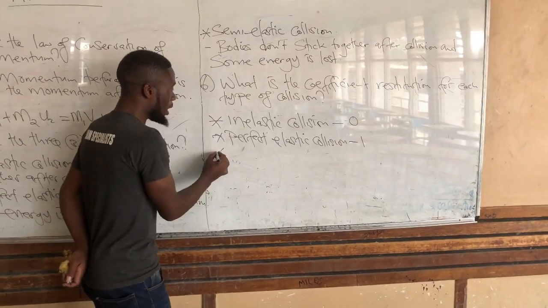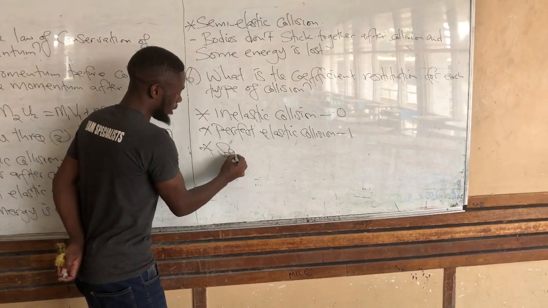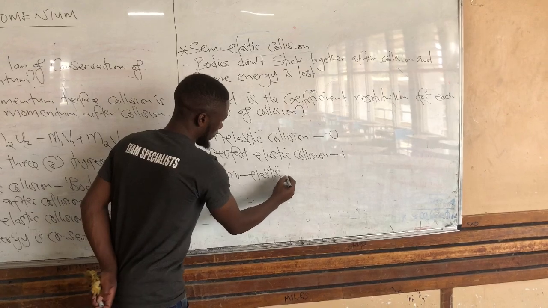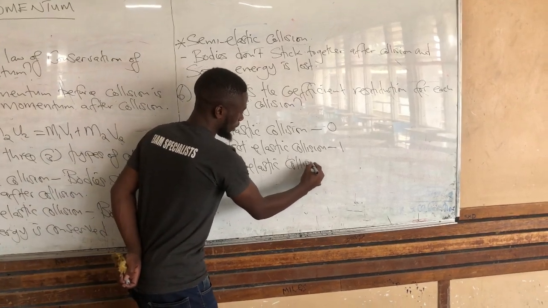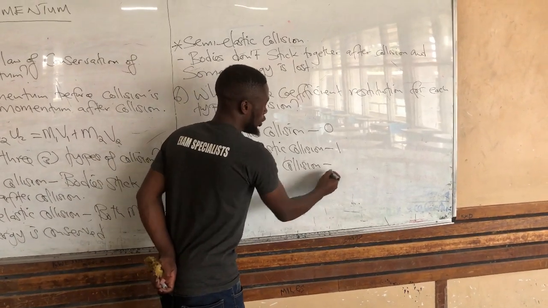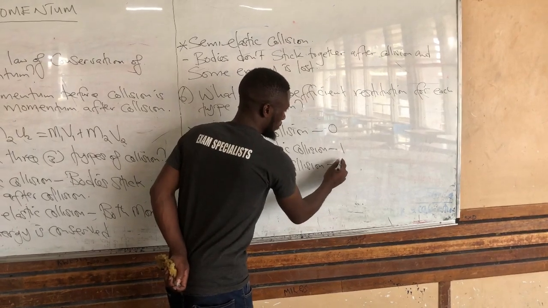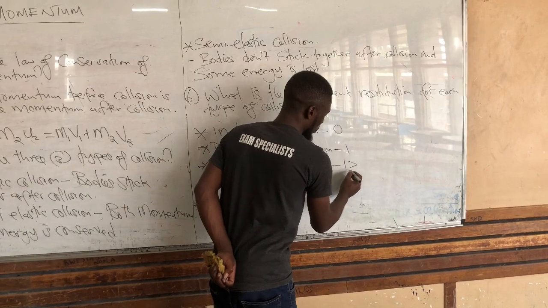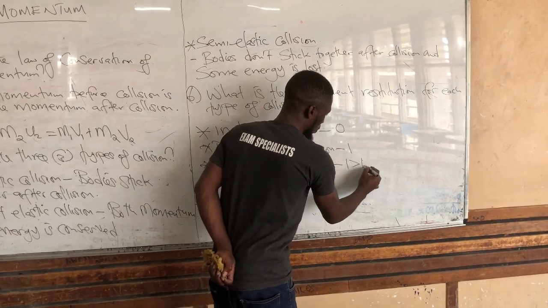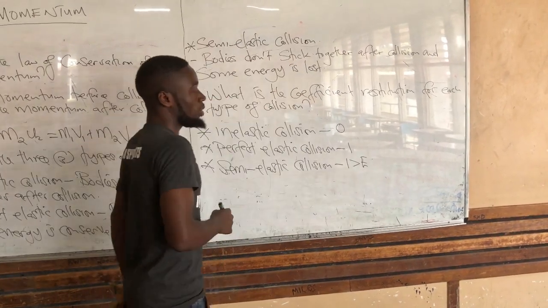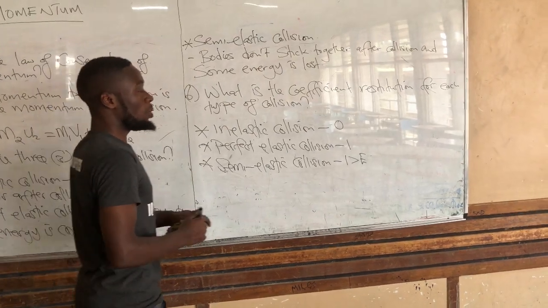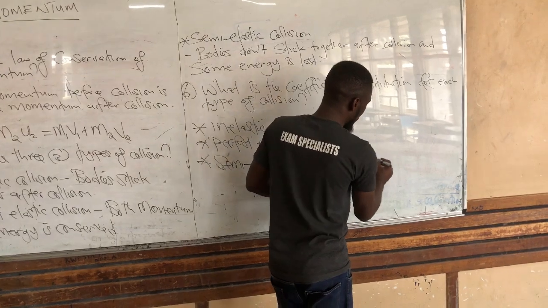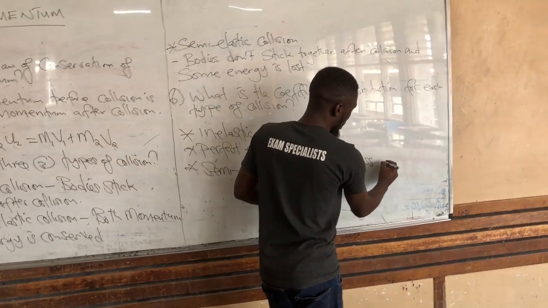For semi-elastic or partial collision, the coefficient of restitution is anything less than 1. So it should be less than 1, or in simple terms, 1 should be greater than the coefficient of restitution.